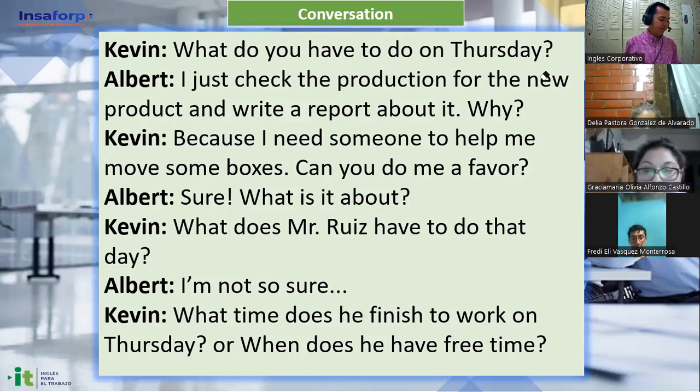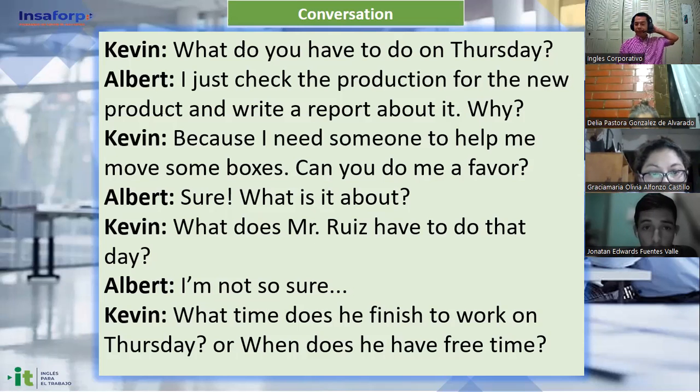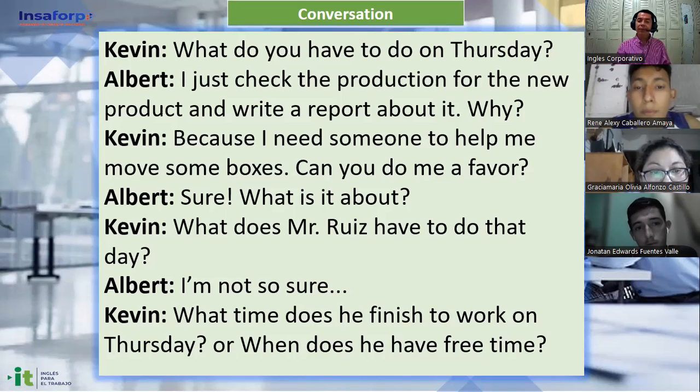Now, the next students, we have Jonathan and René Alexi. Ready, boys? Jonathan, you're going to be Kevin, and René Alexi, Albert. What do you have to do on Thursdays? And who checks the production for the new product and writes a report about it? Why? Okay. Sorry for the interruption, right? René Alexi, again.